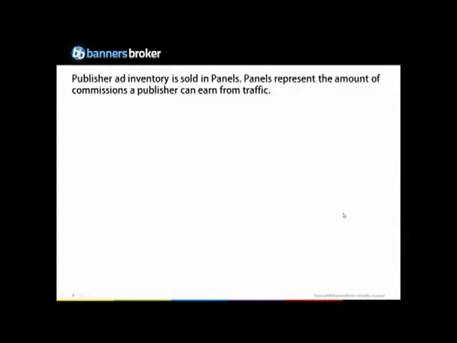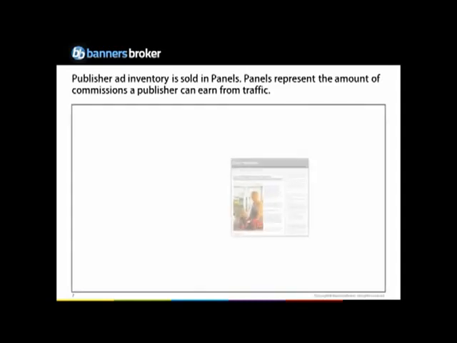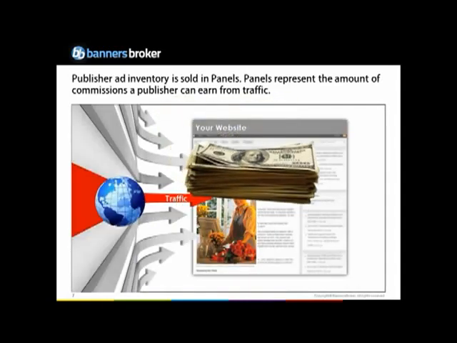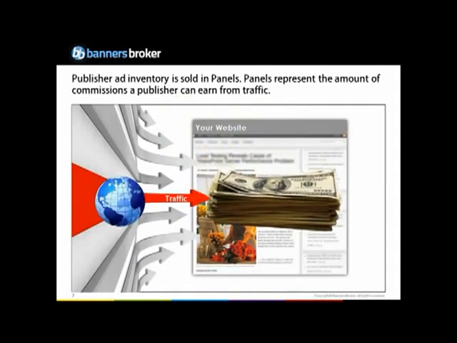So publisher ad inventory is sold in panels. That's what panels represent. Panels represent the amount of commissions a publisher can earn from the traffic. So you have traffic going to a publisher's site, and from that traffic, you're earning income or revenue.